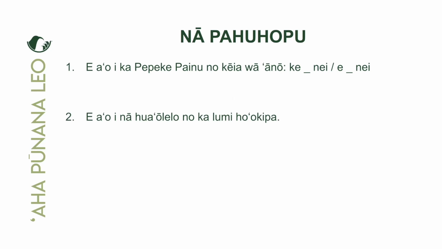Pahuhopu elua is to a'o i nā hua ʻōlelo no ka lumi hoʻokipa, which is our living room. So we're going to learn the words of the lumi hoʻokipa and incorporate them into our haʻawina, into our pepeke and the sentences that we're going to be constructing this evening. Oia, no laila, e a'o i nā hua ʻōlelo no ka lumi hoʻokipa, e hoʻomaka nō kākou.